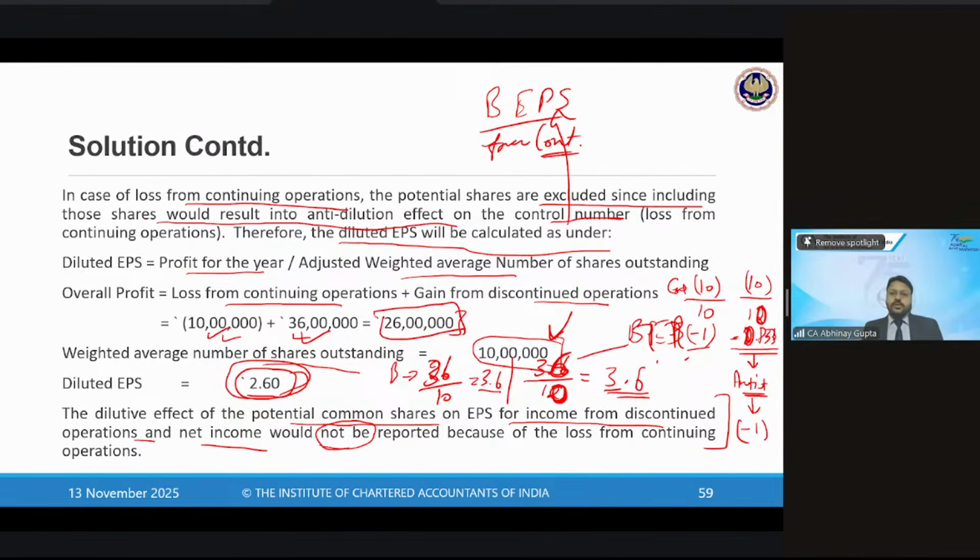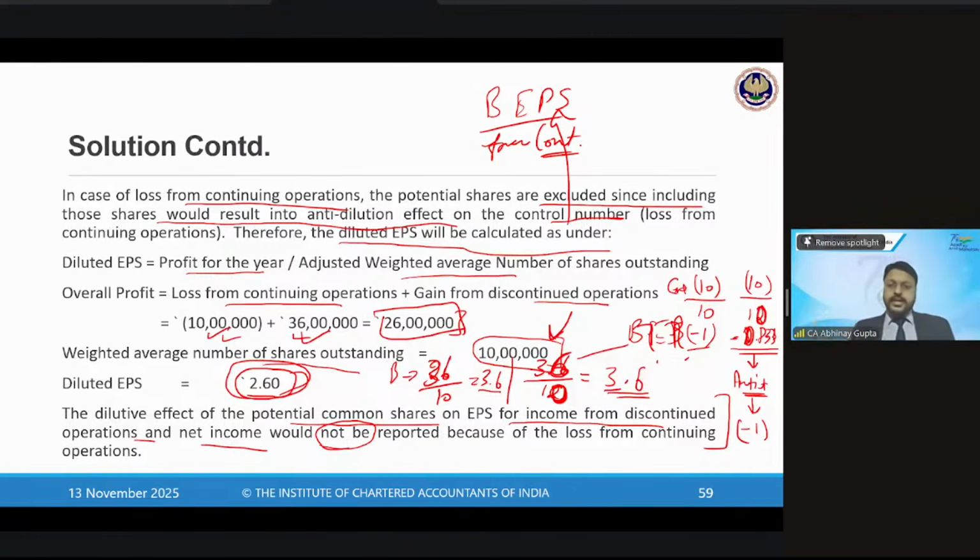So what is the thumb rule? The thumb rule is if the company has profits in continuing operations, no tension, right? But if the company has losses in continuing operations, in that case we need to see if at the basic earning per share from continuing operations level, the dilution is dilution or the dilution is anti-dilution. Because if it is anti-dilution, we will ignore. And once we ignore at the basic earning per share level, we will ignore at all the levels. Yes or no?